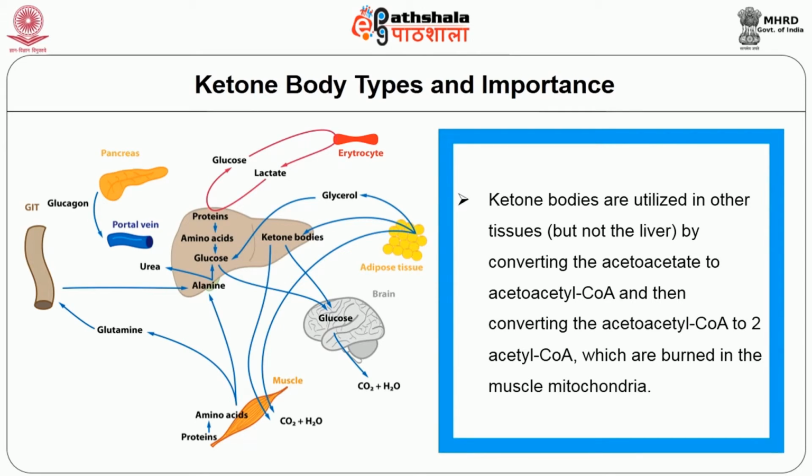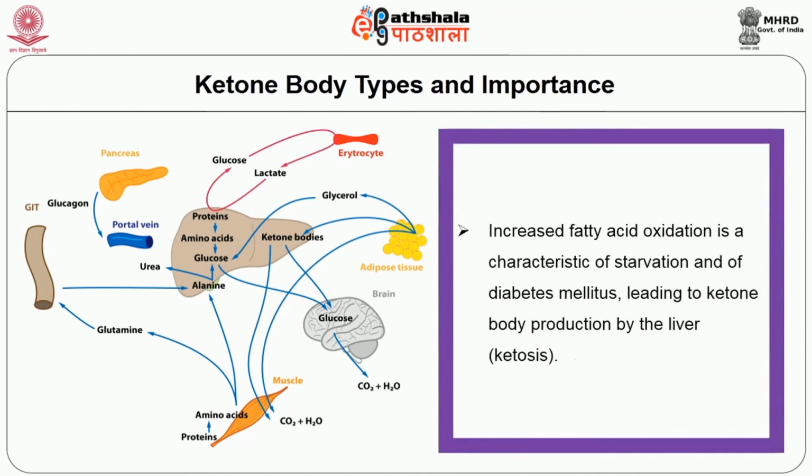Why is this ketone body essential? They are utilized in other tissues by converting the acetoacetate to acetoacetyl-CoA and then converting the acetoacetyl-CoA to 2 acetyl-CoA. What will happen? They will get burned in the muscle mitochondria. They can enter into the citric acid cycle. They can help in the generation of ATP molecules. So indirectly, ketone bodies, also derivatives of lipid metabolism, have an important function.